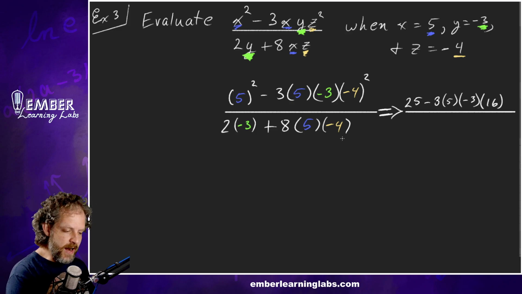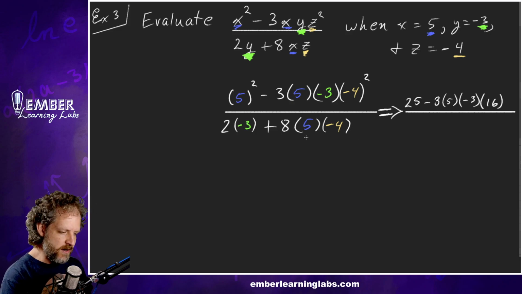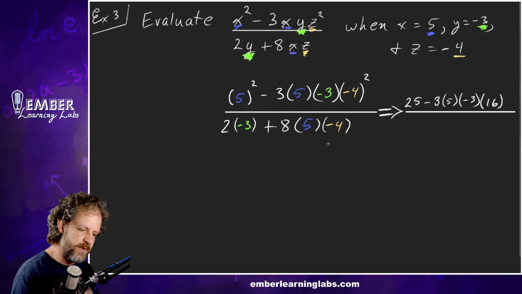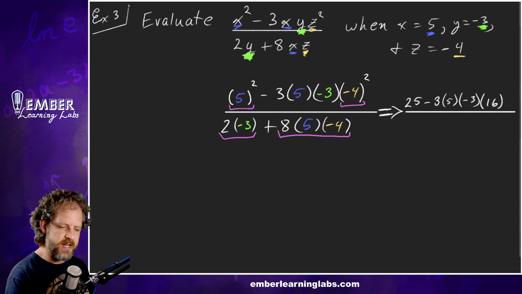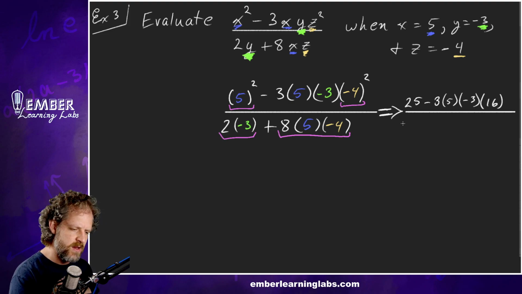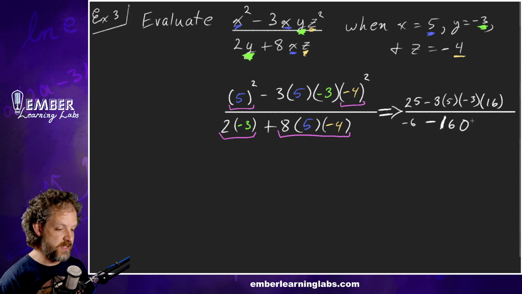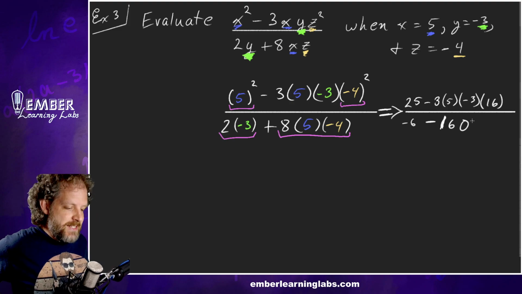Over in the denominator, there's no exponent. So in the denominator, let's go ahead and do some of these multiplication things. I'm going to highlight in pink what I actually did. So I'm going to take care of these multiplication things here. 2 times negative 3 is negative 6. 8 times 5 is 40, times negative 4 is negative 160. Easy peasy, right? No big deal.